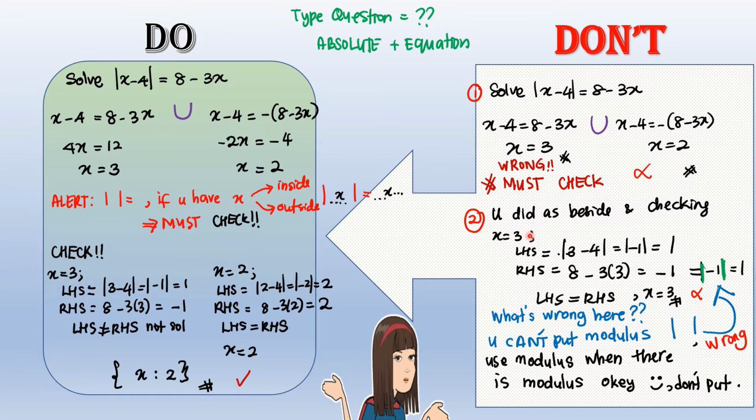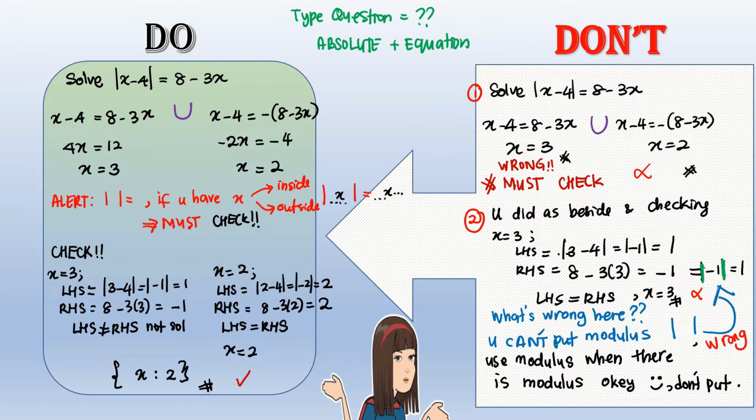Okay, number 2, you did the side and checking x equal to 3. Let's see here. Left hand side, modulus -1 is right. Modulus -1 means equal to 1. For the right hand side, you calculate and you get -1. And suddenly you put modulus to just make it equal. Guys, this is wrong. Okay, you can't put modulus. Use modulus when there is a given modulus. Okay, don't just put it. It is given, you can use it.